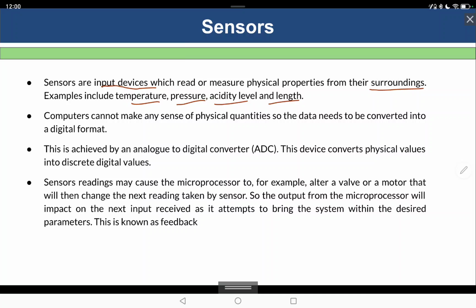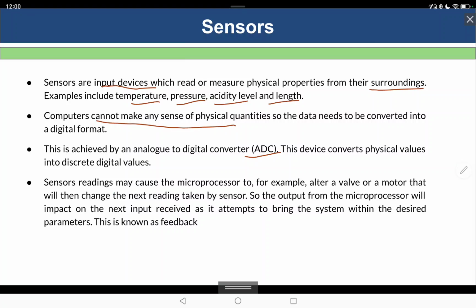But here is the thing, computers cannot directly understand these physical values, these physical properties, because they are analog and continuous data. So computers only understand digital data, digital signals, which are discrete. So that's where ADC, analog to digital converter, comes in. So the analog to digital converter will convert these real world readings into digital values that the computer can process.